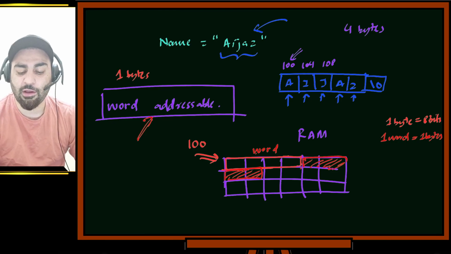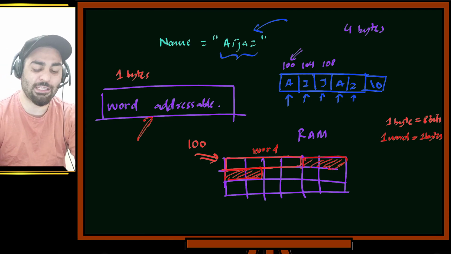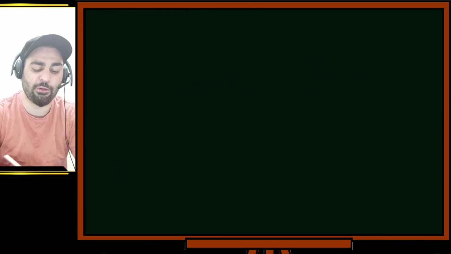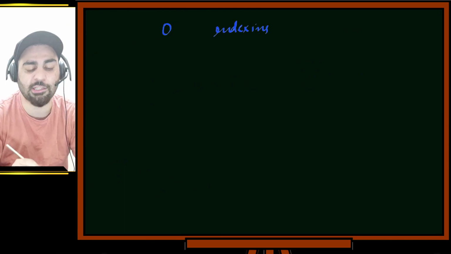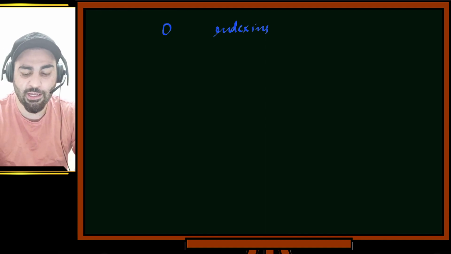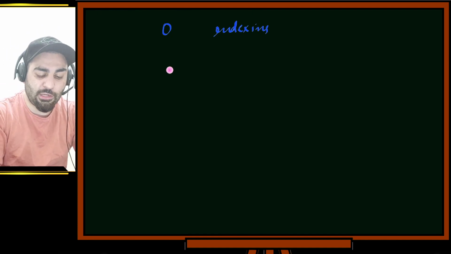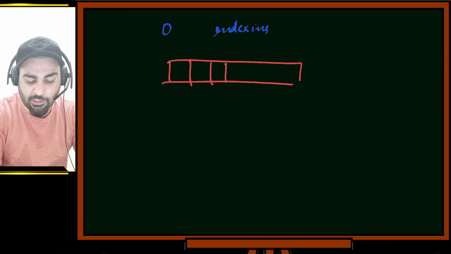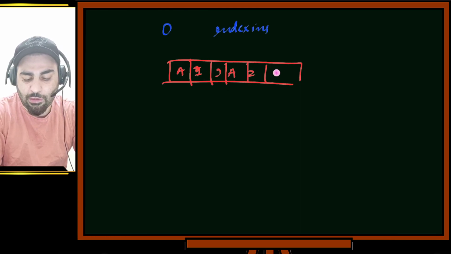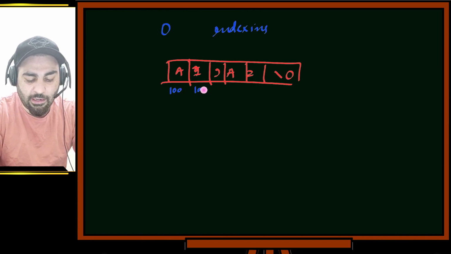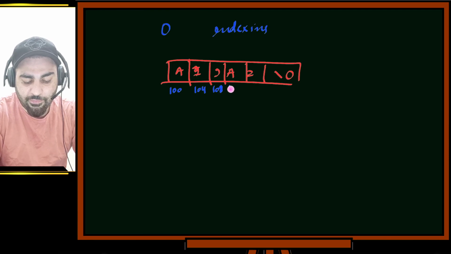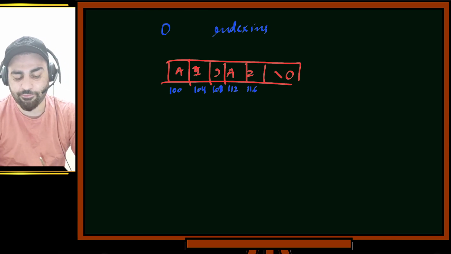Now let me answer the question, why do computer science people start with 0? You might have seen 0 indexing. We'll see what indexing is, but here I wanted to answer this question, why do we start from 0? Because it's mathematically easy. Now let's suppose we have this word, Ajaz, A-I-J-A-Z, and then we put a backslash 0 here. So here it will be 100, this will be 104, 108, 112, 116.